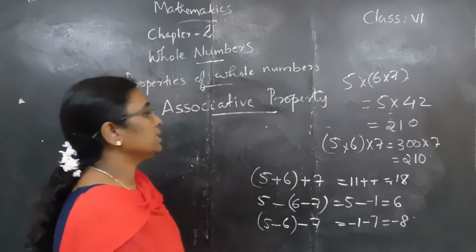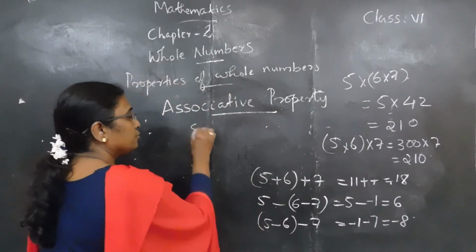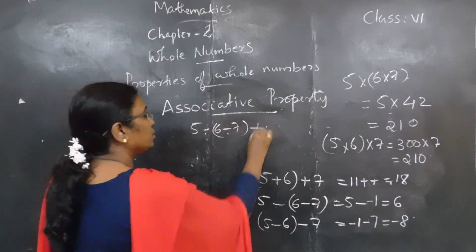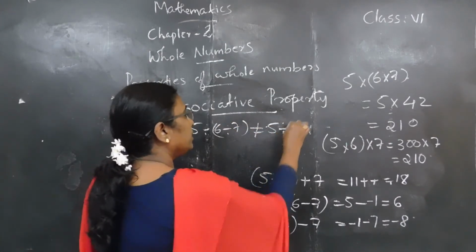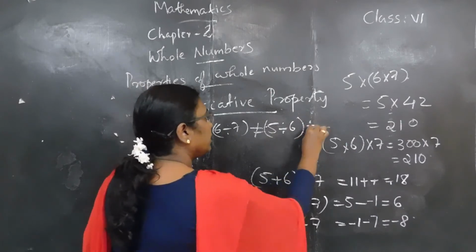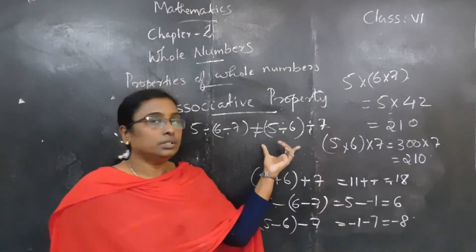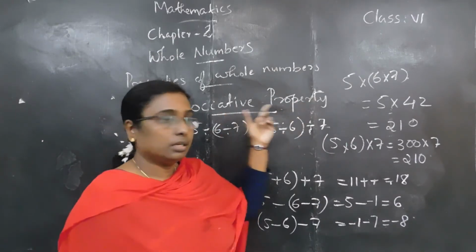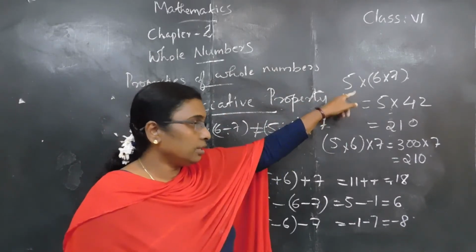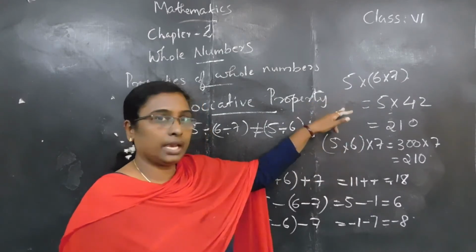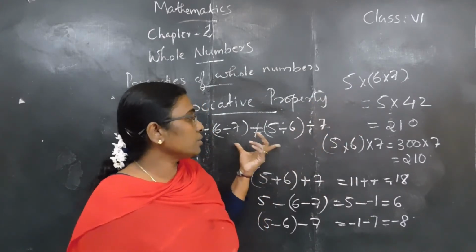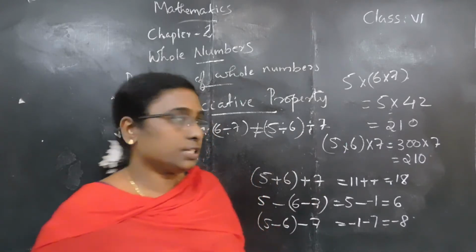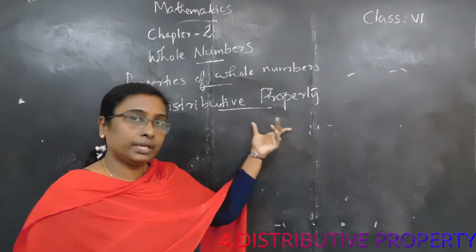In case of division, 5 divided by 6 divided by 7 is not equal to 5 divided by the result of 6 divided by 7. So, we can say that the whole numbers are associative under addition and multiplication, but not associative under subtraction and division.